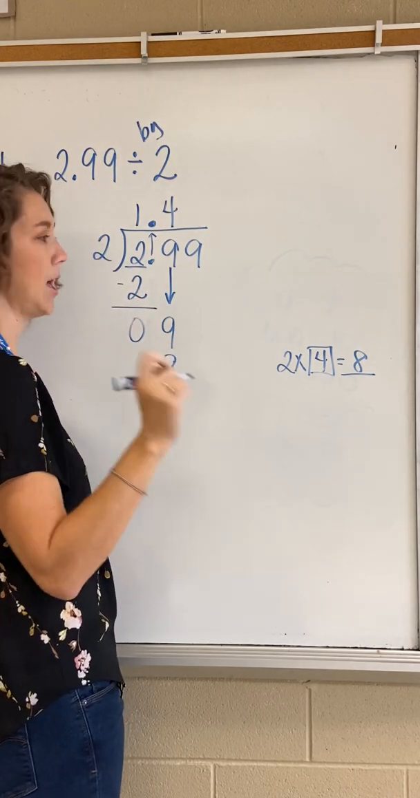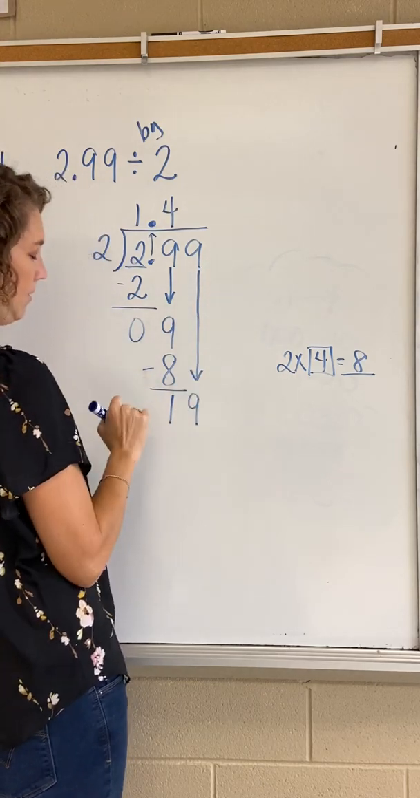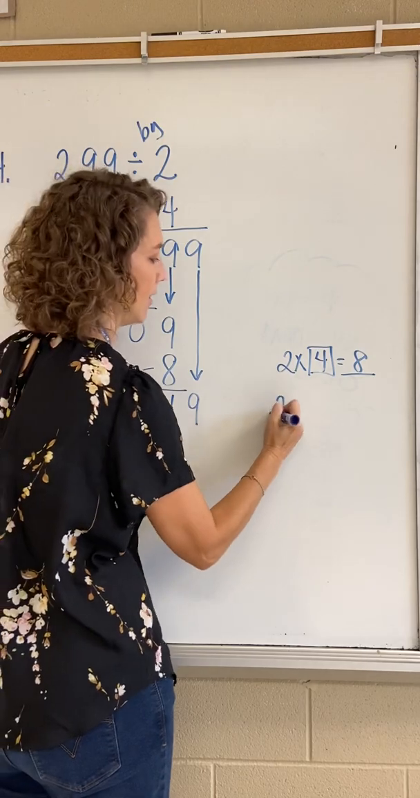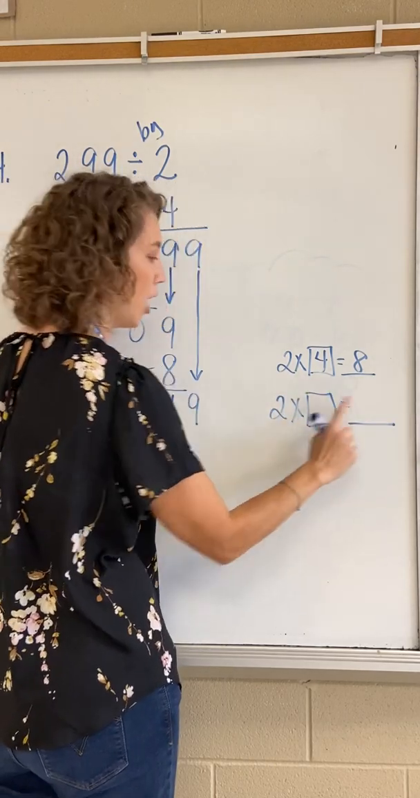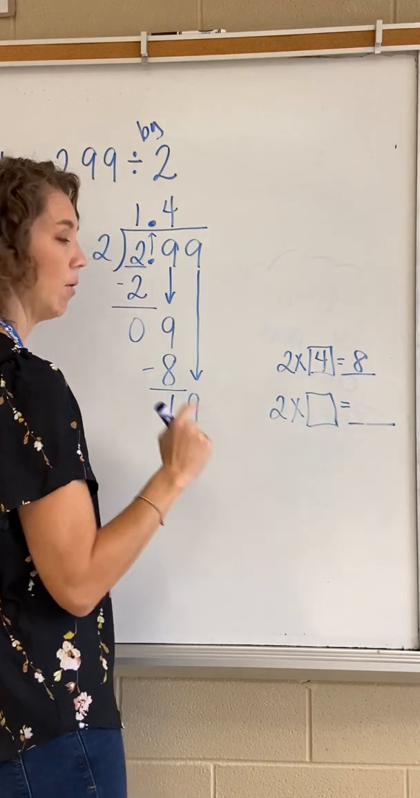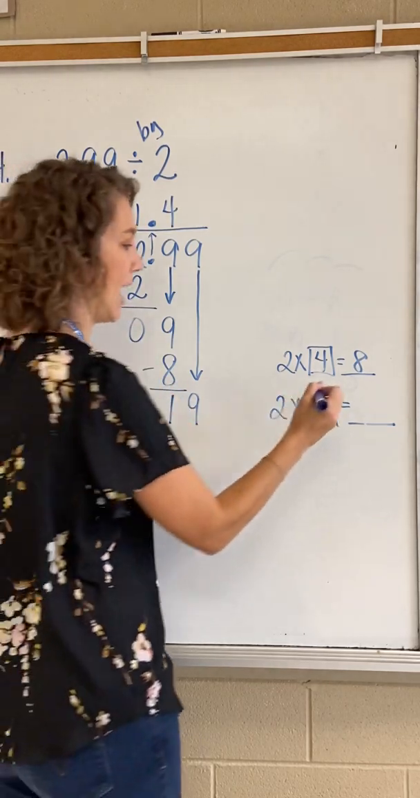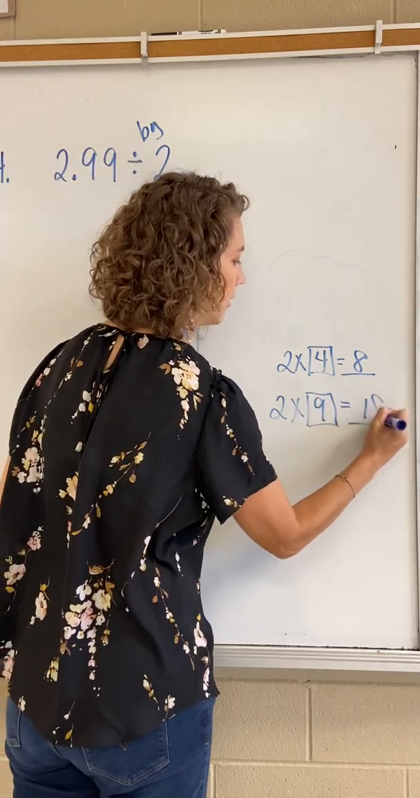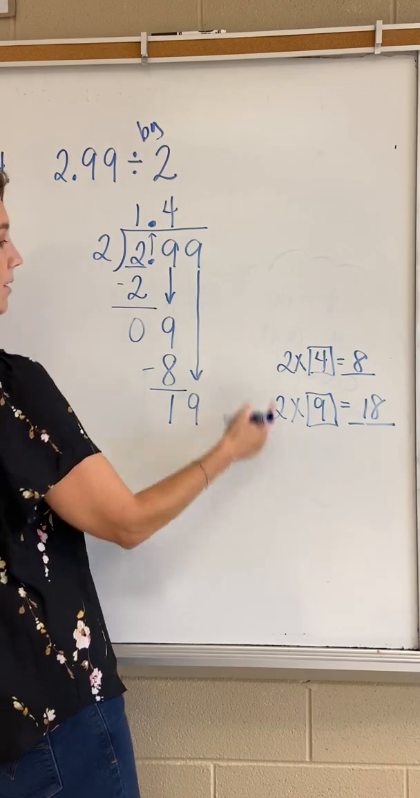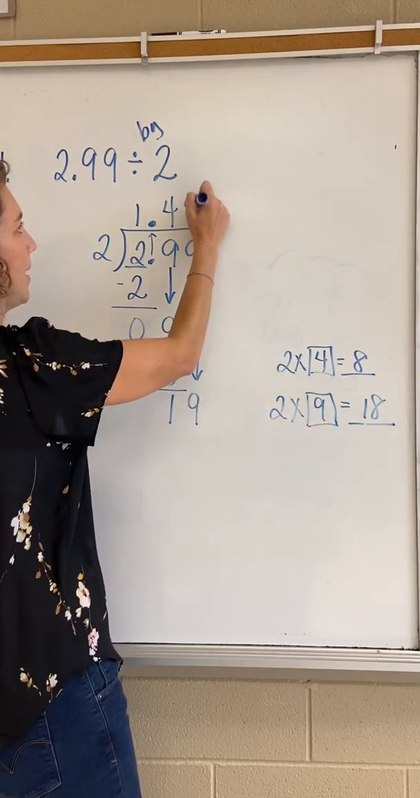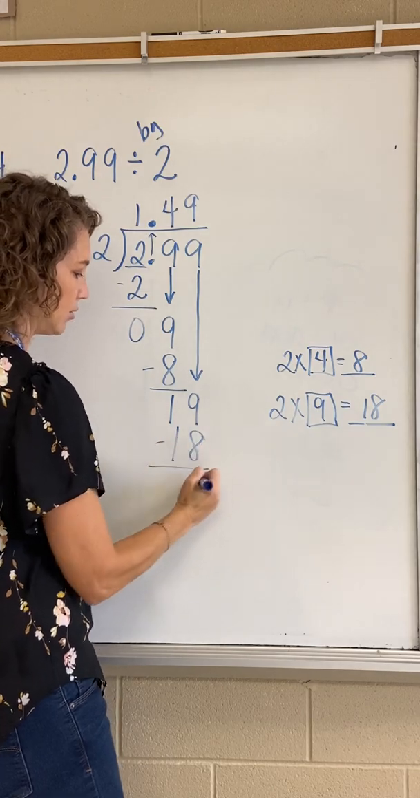All right, now we're not done. Bring down the next digit, 9. So we've got 19. So this is what I'm thinking in my head: 2 times what is as close as I can get to 19 without going over? Okay, so 2 times 9 is 18. And that's as close as I can get to 19 without going over 19. So I'm going to put 9 groups up here. 9 groups of 2 is 18. Subtract and I get 1.